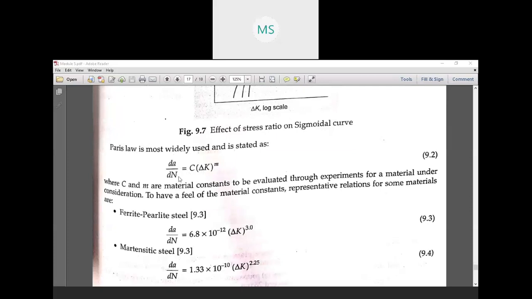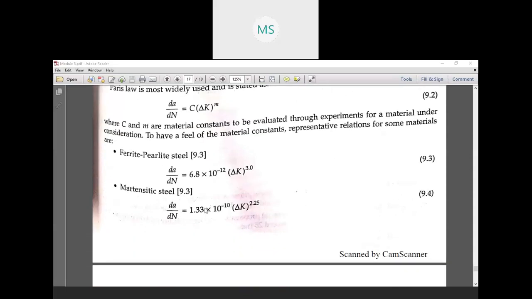So dA by dN is the change in the crack length with respect to the cyclic load, which is equal to the material constant into the stress intensity factor range to the power m. M is the slope of the curve in the second stage. Okay, so we have studied different kinds of materials, and all have different values. But for each material, C and m are constant. So you can see here if we talk about ferrite-pearlite steel or martensite steel, the C and m values will always be constant.